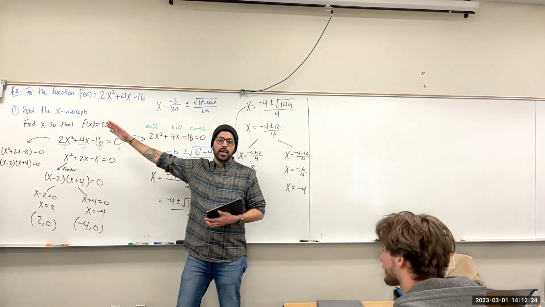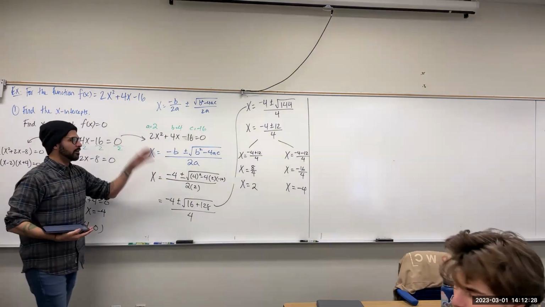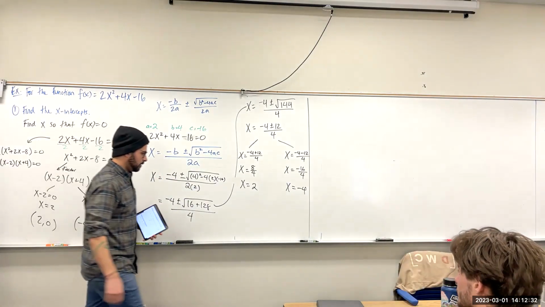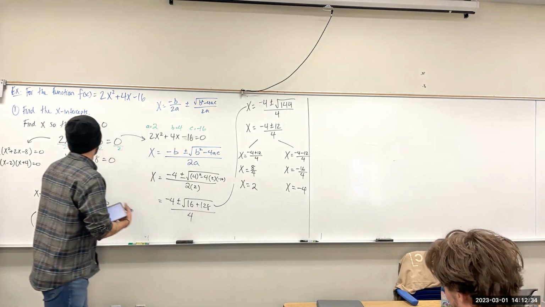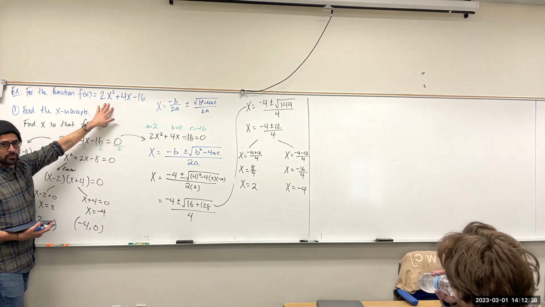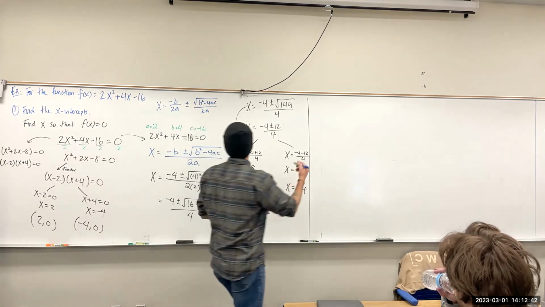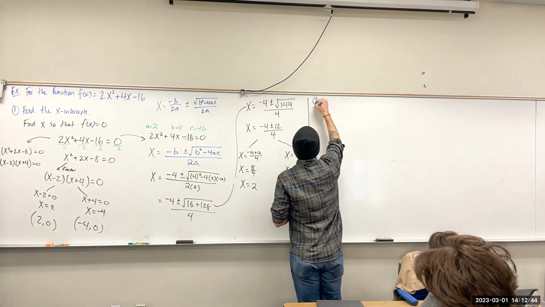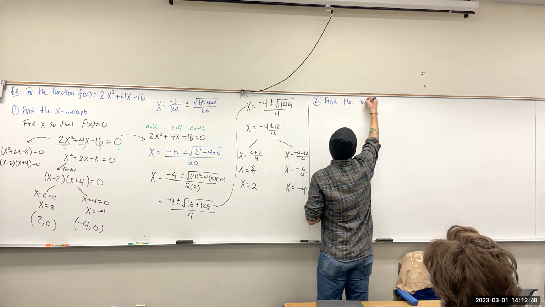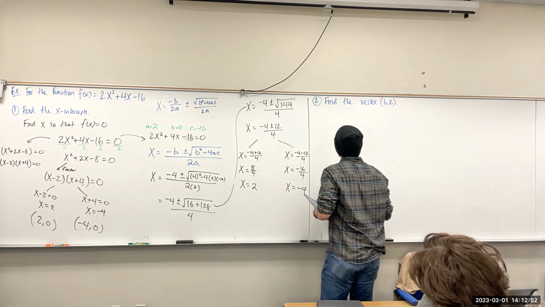So that was just to find the x-intercepts, but it took a while because I was trying to review all these different methods. The other question I wanted to ask is, let's say you're given this function. Notice that it's not in vertex form, but you're asked to find the vertex, h comma k. How would we do that?